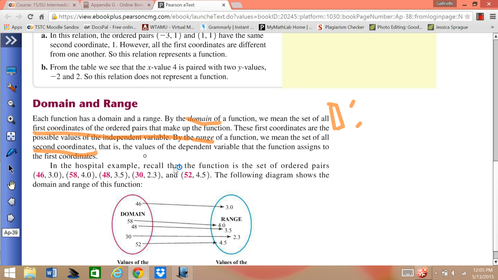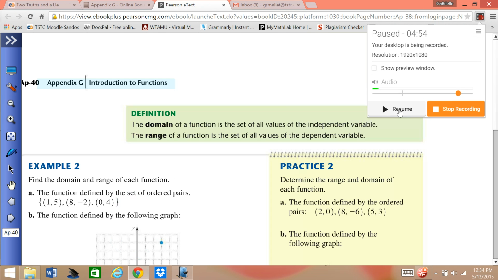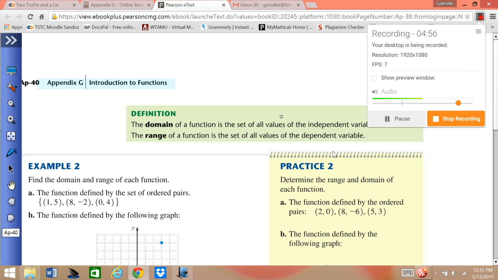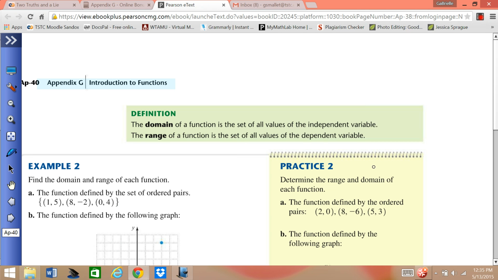Okay, so now let's look at the next page and identify what the domain and the range are. Notice now we're going to talk about the definition of domain and range. Like on the other page, we're going to reiterate on this page as well. So the domain is all of the values of the independent variable, which is also all of the first values in the ordered pair, the x values. The range is the dependent, also known as the y values, or the second values within your relation, which is also your list of ordered pairs.